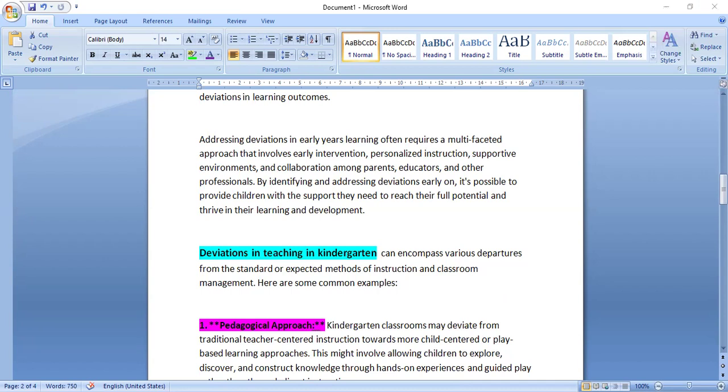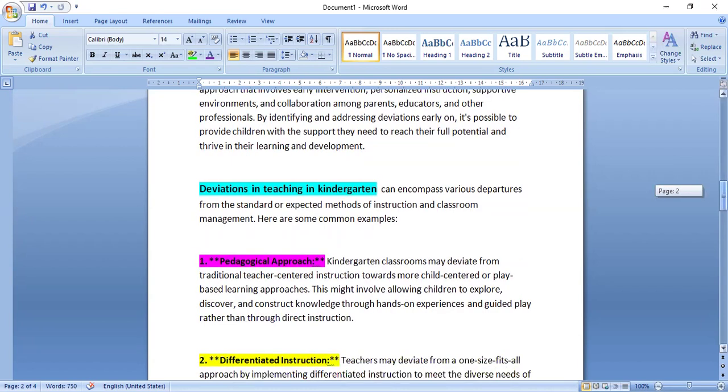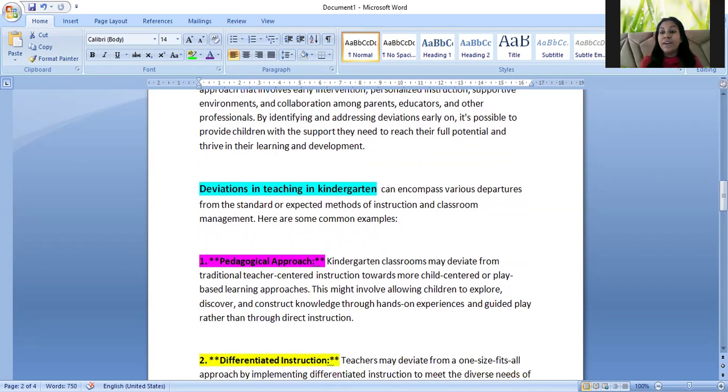The very first one is the pedagogical approach. When I'm talking about pedagogy, different kindergarten teachers learn from different platforms, they have their own mentors. Sometimes they have common mentors, sometimes they learn from different sources. So when we talk about the pedagogical approach, kindergarten classrooms may deviate from traditional teacher centric instruction toward more child centered or play based learning approaches. So, coordinators, now it is your call that you have to accept this deviation in teaching in kindergarten.